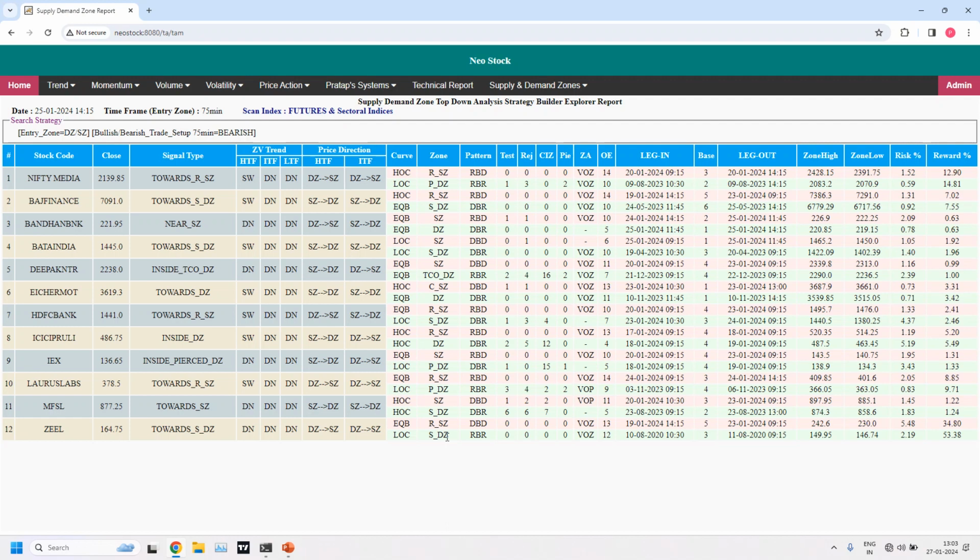So now you can look into these stocks and analyze them as a swing. If you are a swing trader, you analyze. Here you have a leg in for your LTF time frame, a leg out date, and how many base candles. So take these details. On this day you draw the zone.